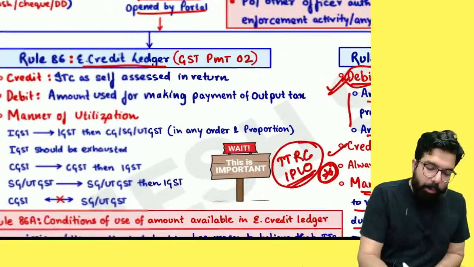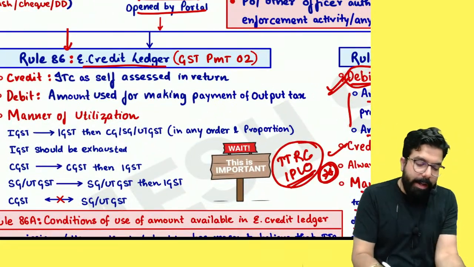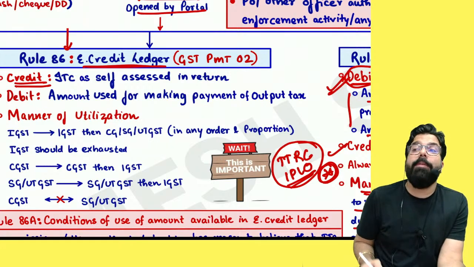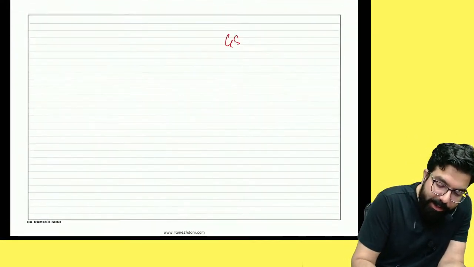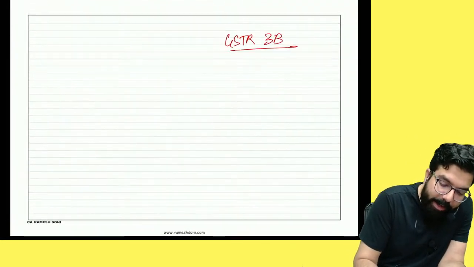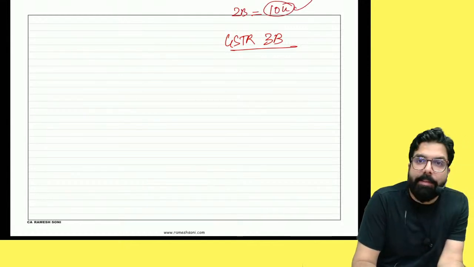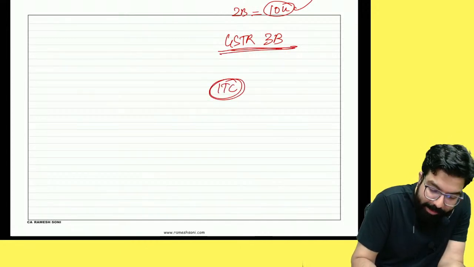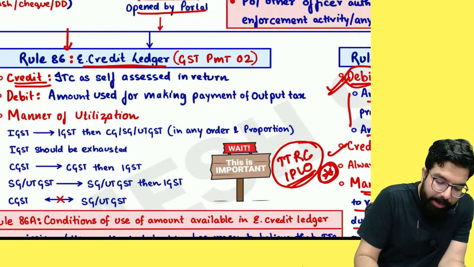Now listen, what is the e-credit ledger? In the e-credit ledger, they are telling credit whatever you claim in the GSTR 3B. When you are filing your GSTR 3B, if you say, sir, in my GSTR 2B 10,000 is appearing, I want to take this credit, then in the GSTR 3B when you are filing, you have to state your input tax credit. If you state 10,000, this amount will come in your e-credit ledger.